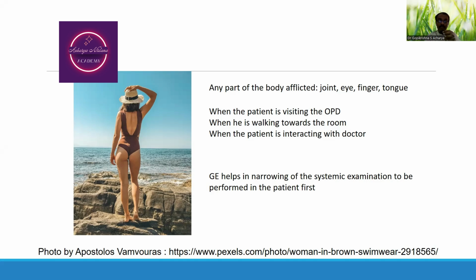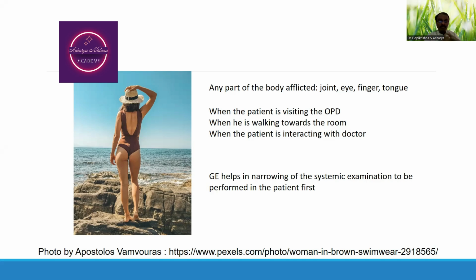So likewise, when the person is doing the general examination, it is helping us in narrowing the systemic examination to be performed in the patient first. For example, when the person is having circumduction gait, you are supposed to do the neurological examination first. Or when the person is having itching or skin lesions, you have to do the dermatological examination first.